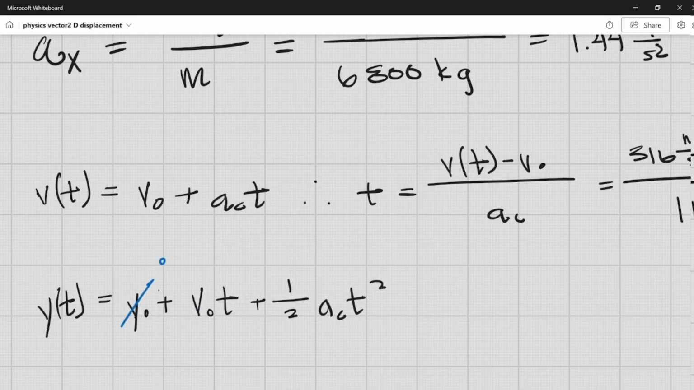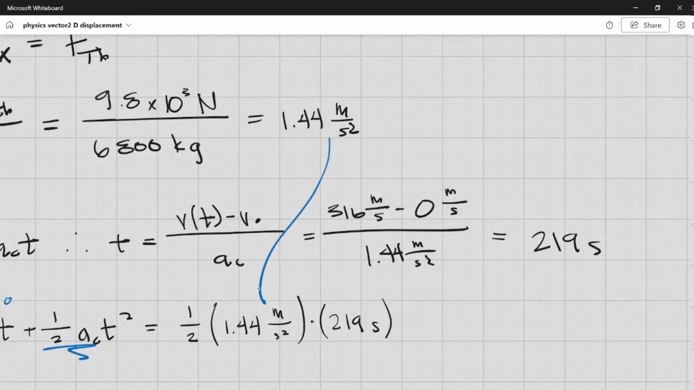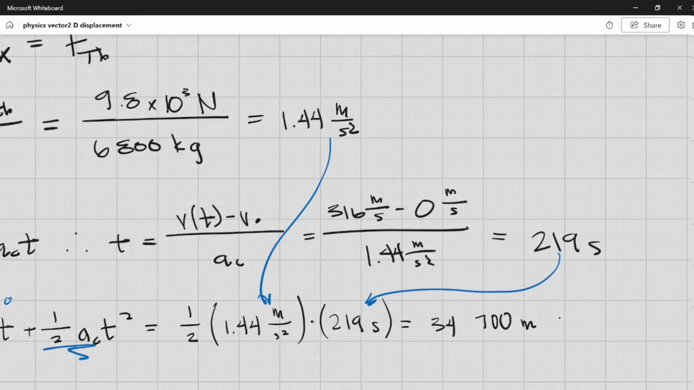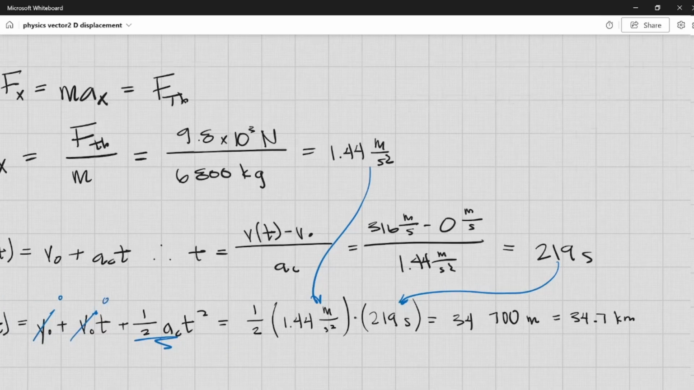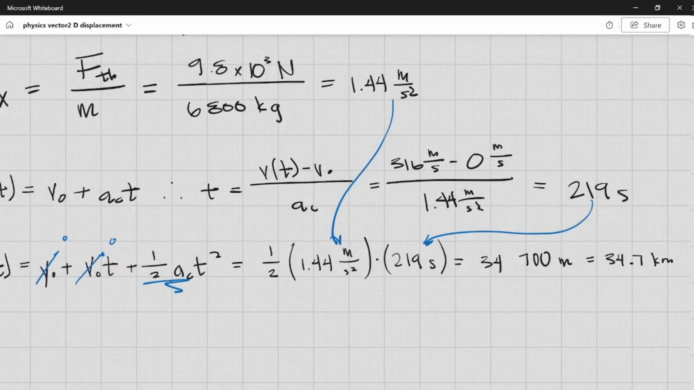So y-naught is 0, and initial velocity is 0. We're starting from rest. This is the only surviving term. This gives us 34,700 meters. Okay, so what this means is that it took 219 seconds and a distance of 34.7 kilometers to reach this top speed of 167 meters per second.